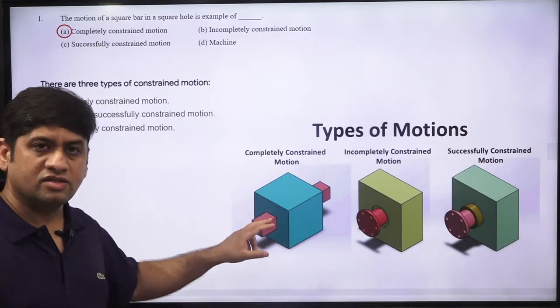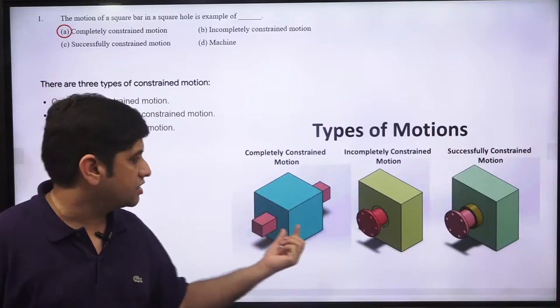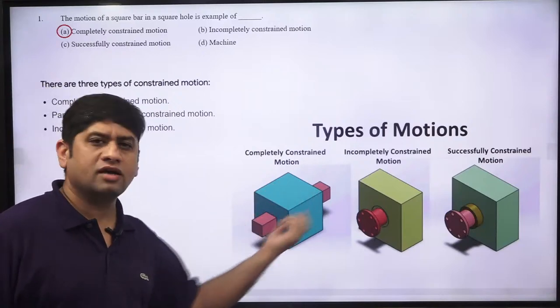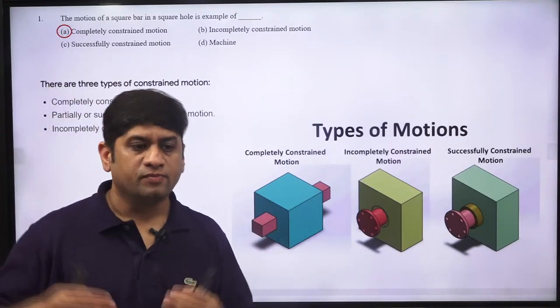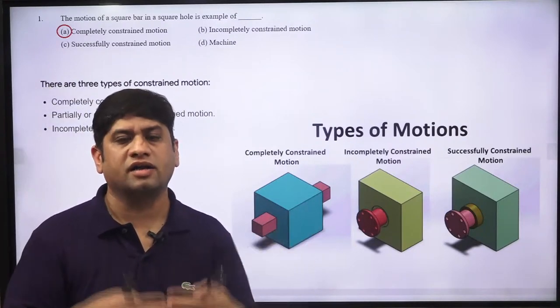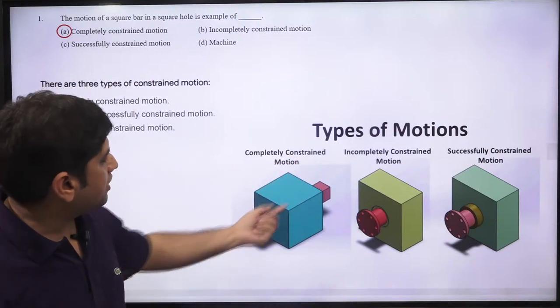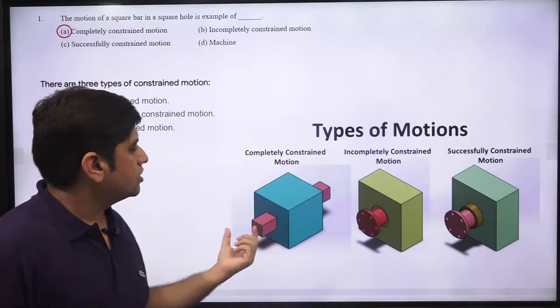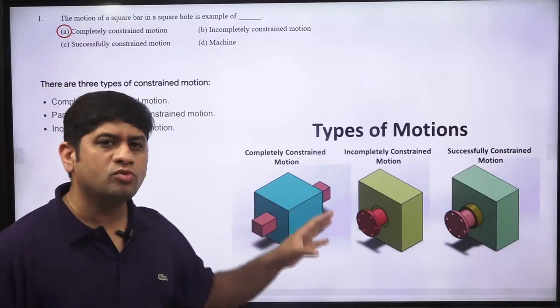Now, there are two links in this. One is a square hole in one of the links, green color, and the reddish-brownish color is the other link. So there are two links in contact, and this connection is called a prismatic pair. This link can only move in one particular direction; it is not free to move in other directions.